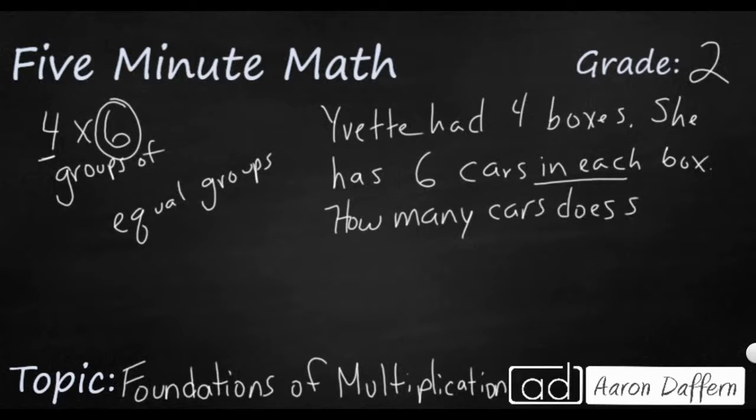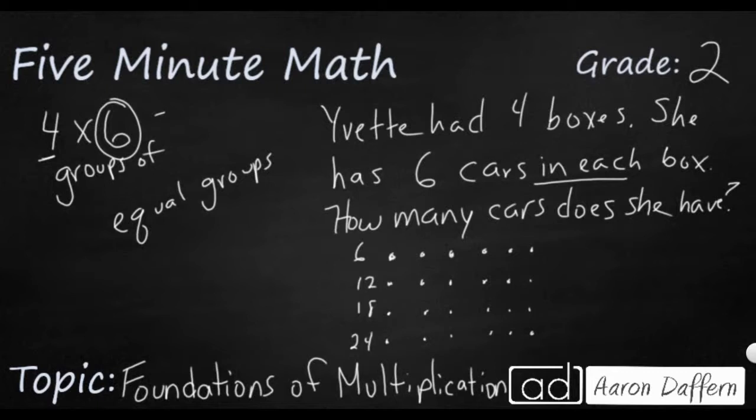Now let's solve it. We can draw an array if we want to. We have 4 groups of 6. So we can do 1, 2, 3, 4, 5, 6. And we can have each row represent a box if we want to. And so that's going to get us 6, 12, 18, and 24. So it looks like our answer is going to be 24.